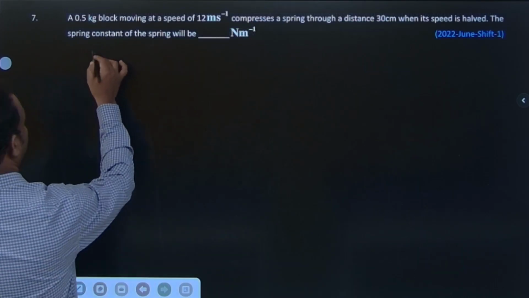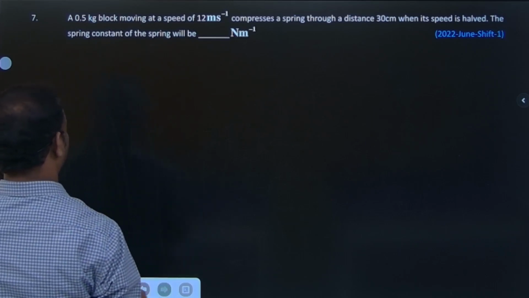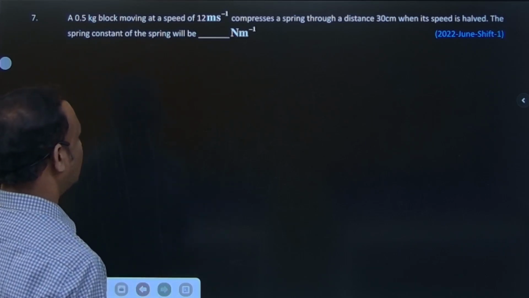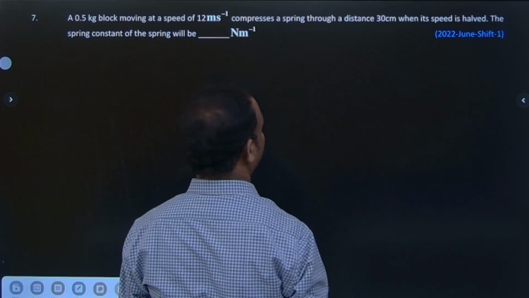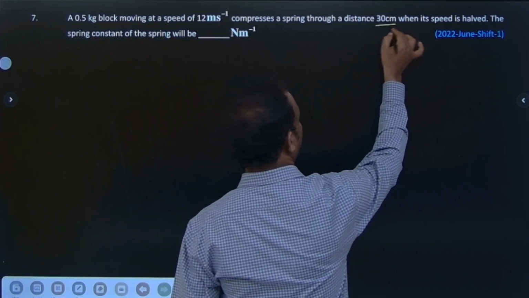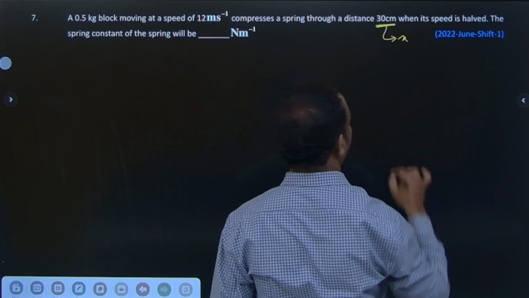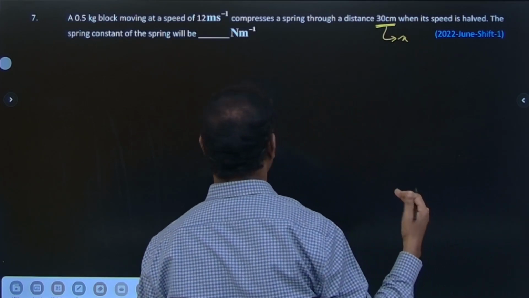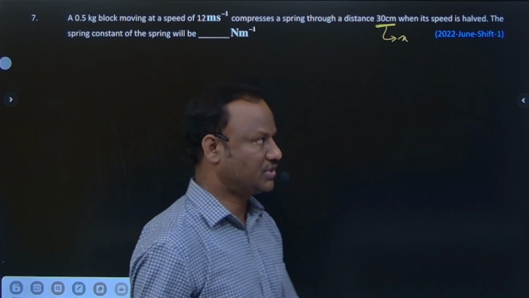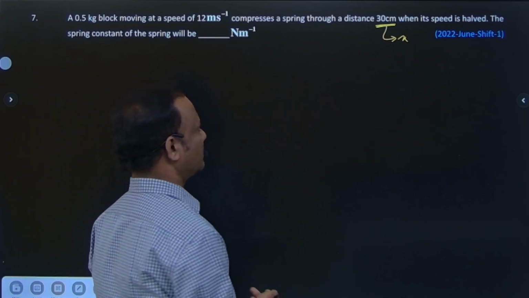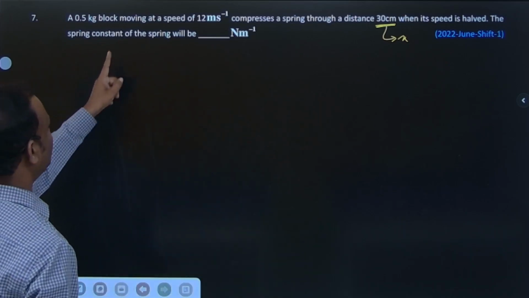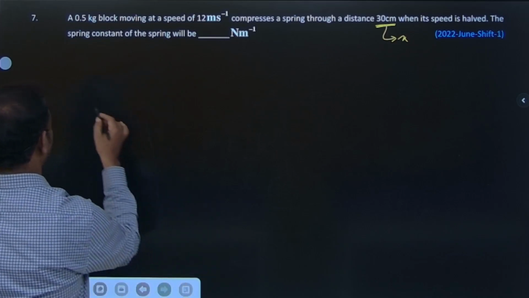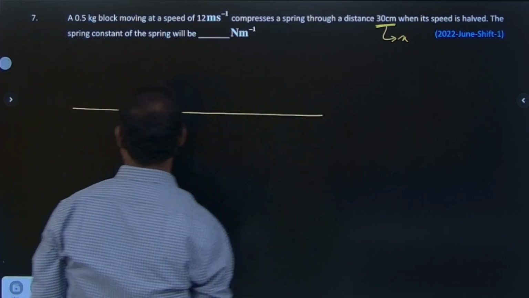A 0.5 kg block moving at a speed of 12 meter per second compresses a spring a distance of 30 centimeter. This value is X, either the spring's compression or elongation. The speed is halved, then what will be the spring constant of the spring? It is a horizontal surface.